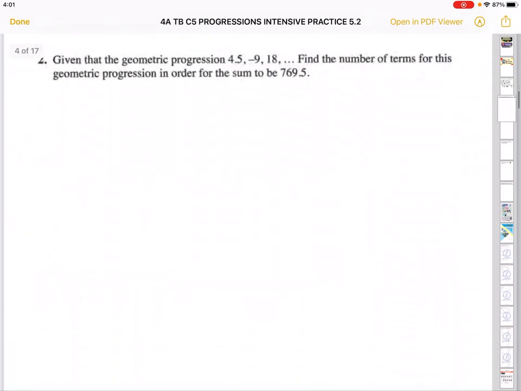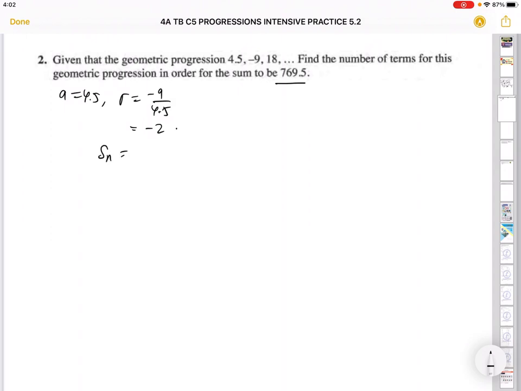So here you're given a geometric progression. Your a is 4.5, your common ratio is negative 9 over 4.5, which is negative 2. You're supposed to find the number of terms such that the sum is 769.5. So we'll use the formula a r to the n minus 1 equals 769.5. So you just divide this, 769 divided by 4.5.